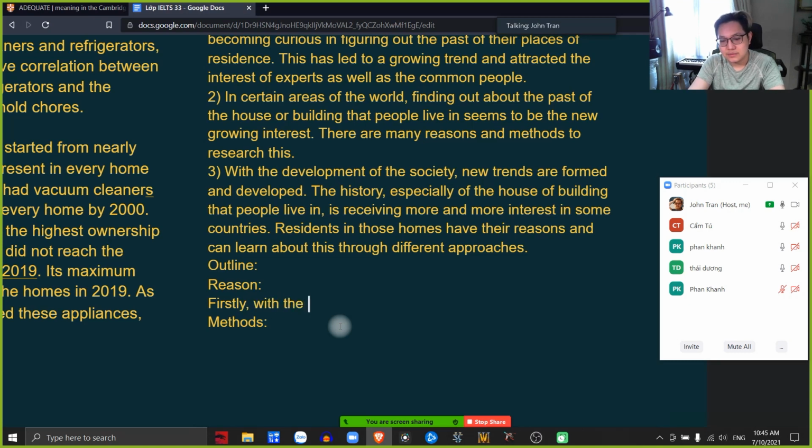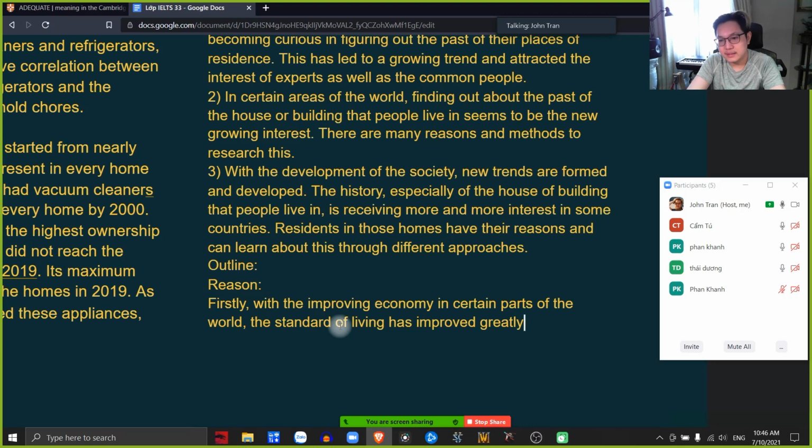Firstly, with the improving economy in certain parts of the world, đầu tiên với cái sự mà cải thiện nền kinh tế ở một số phần trên thế giới, tức là một số đất nước. In certain parts of the world, the standard of living has improved greatly. Với cái sự mà cải thiện kinh tế ở một số phần thế giới, cái tiêu chuẩn sống nó đã cải thiện một cách rất là đáng kể. Has improved significantly. Let's just say significantly.